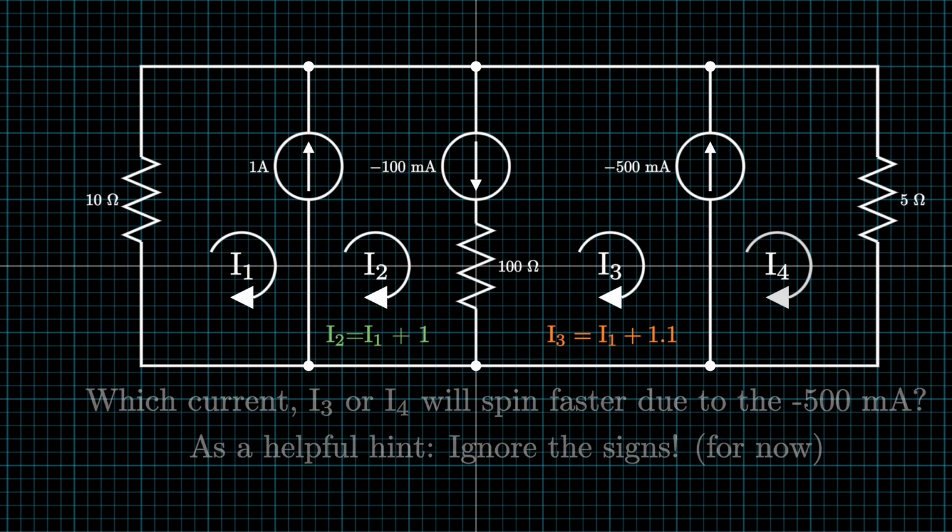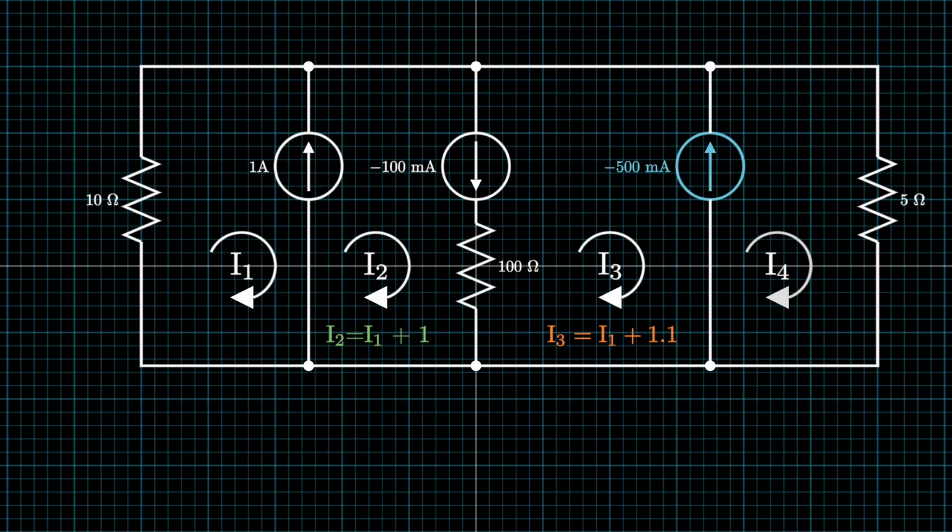Alright, here we go. Well, the answer is going to be the current through loop 4, denoted by I4, is facing in the same direction as the current source highlighted in blue. So it will be spinning faster. How much faster, that is? How many more amps will it be greater by?